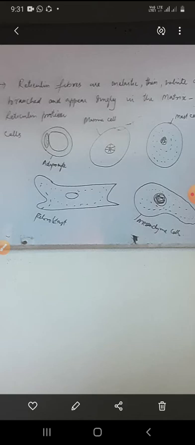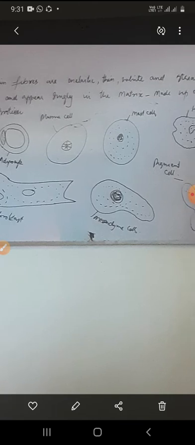Fibroblast cells secrete different types of fibers, whether white collagen fibers, yellow elastic fibers, or reticulin fibers. All these fibers are secreted by the fibroblasts. Whenever an injury occurs inside the areolar connective tissue, the fibroblasts secrete fibers which heal up this area of the connective tissue.